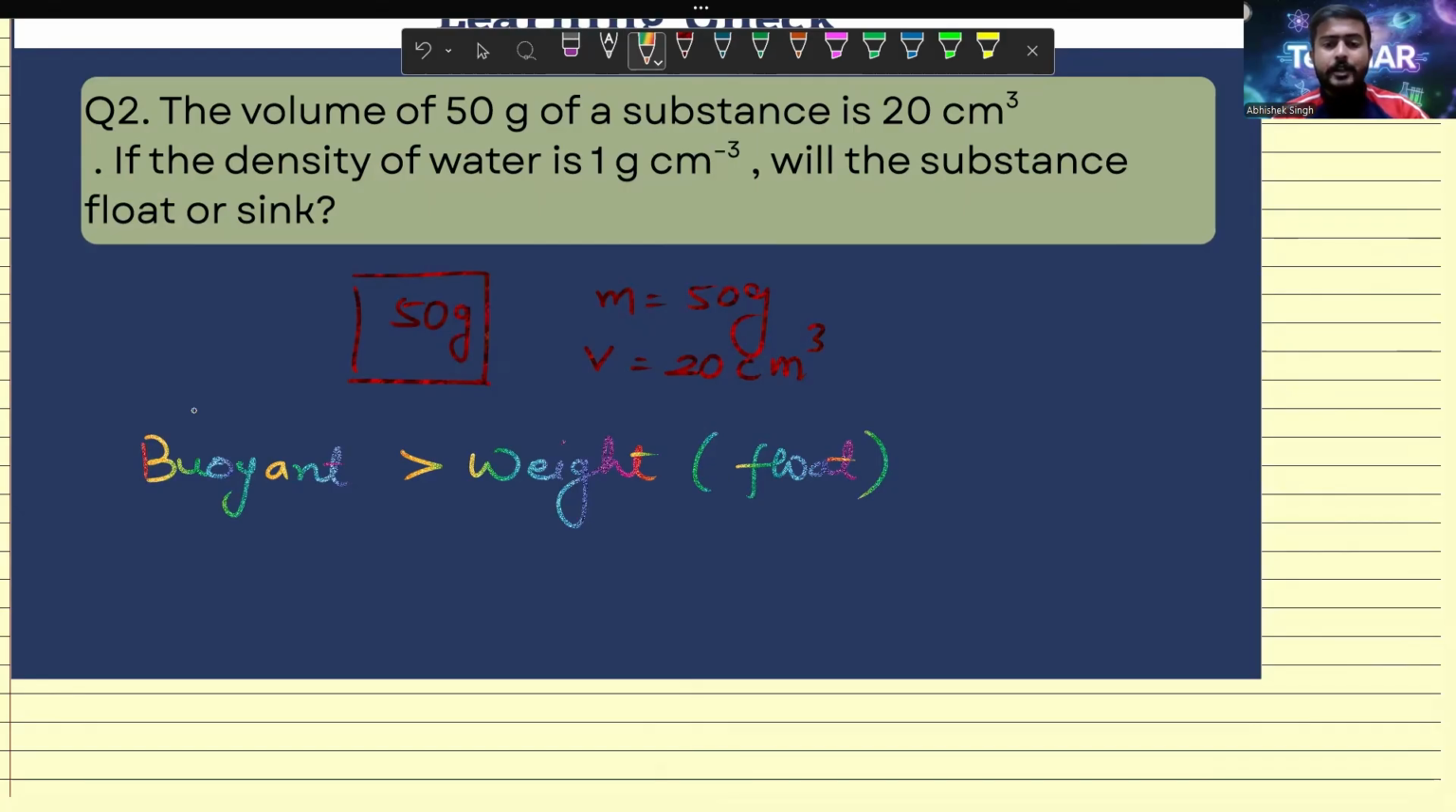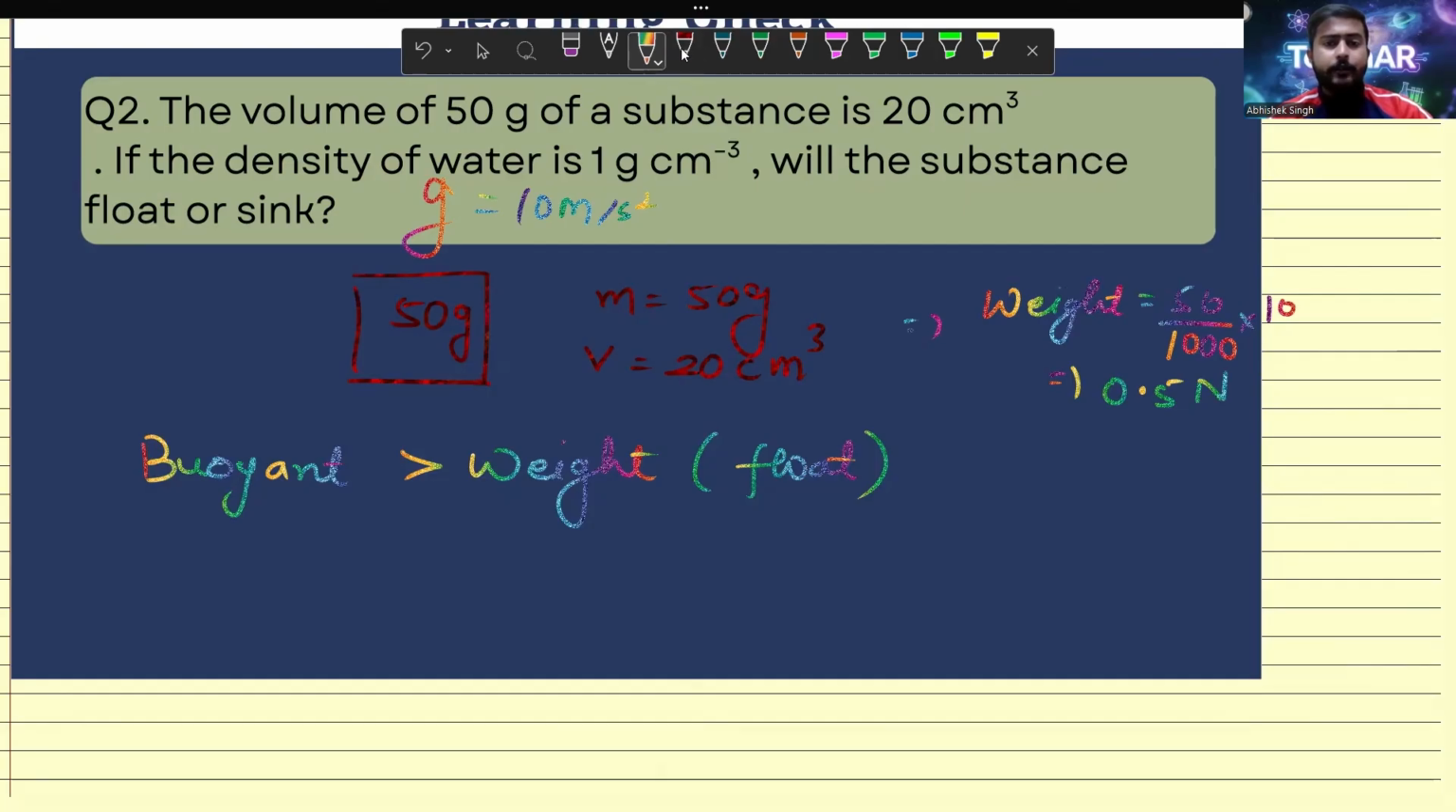First, let's talk about the weight of the substance. Let's take g equals to 10 meter per second square. Okay. The weight equals to mg. That means 50 gram. First, we have to convert into kilogram, and then we have to do this. The weight is 0.5 Newton. Yes. Okay. We can also find out whether it will float or sink with its density.